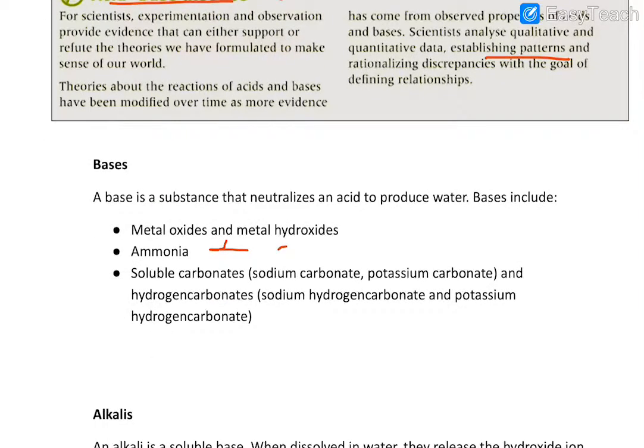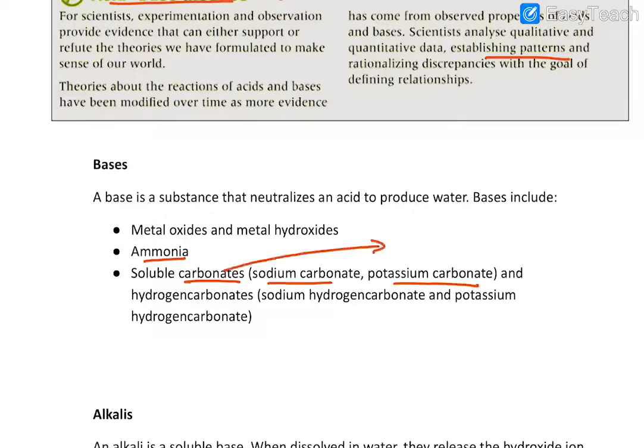Now, bases can be metal oxides, metal hydroxides. Ammonia is a base. You have carbonates. Normally, all carbonates are insoluble except group 1 carbonates and ammonium carbonate. So sodium carbonate, potassium carbonate.